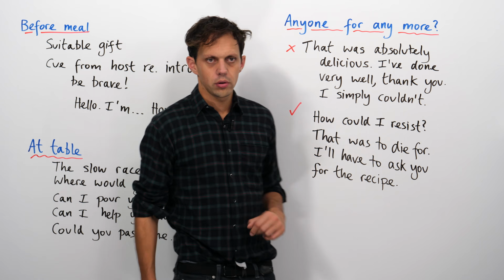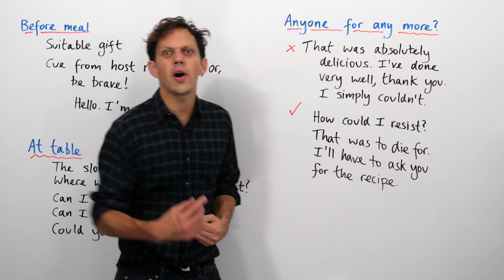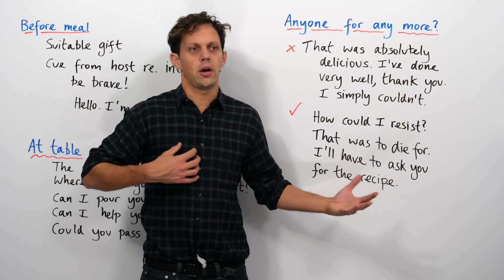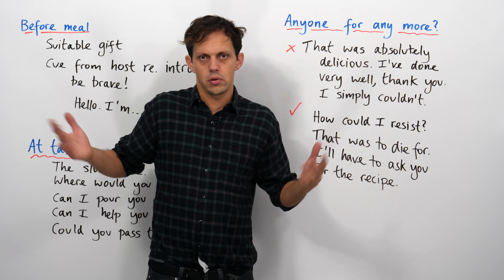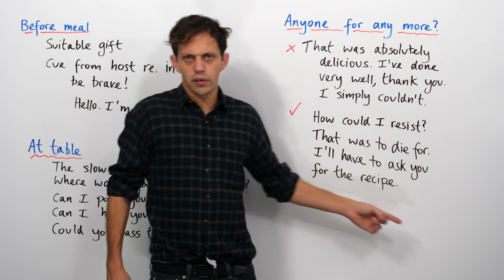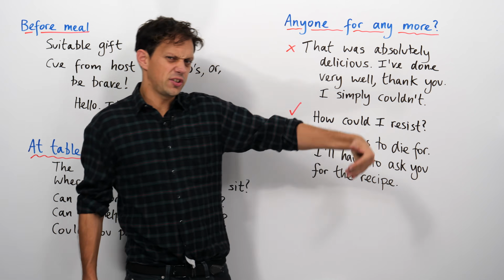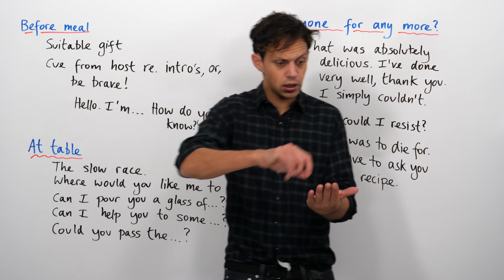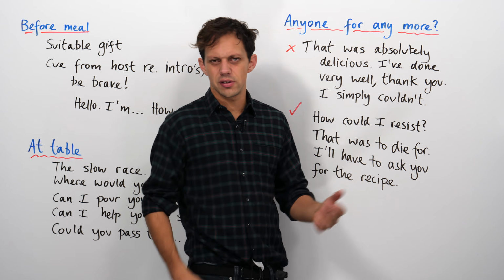Or if you want more, how could I resist? That was to die for. Yeah, it's an exaggeration. I would be killed to eat some more of that. I'll have to ask you for the recipe. That's something you say. It doesn't necessarily mean that 10 minutes later you say, so how do you make it? Yeah. No. It's a secret.